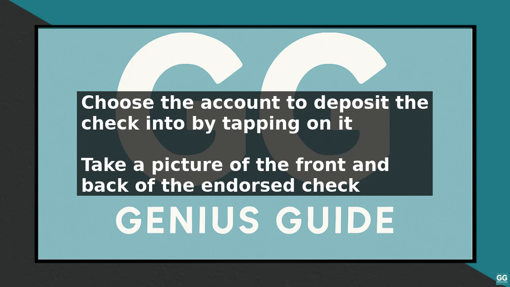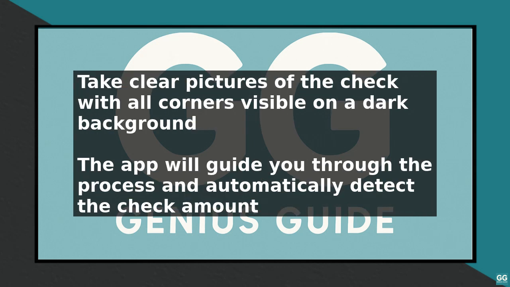check amount. After taking the pictures, review the deposit details to ensure everything is accurate, including the check amount and the account you are depositing into. If everything is correct, tap Deposit to complete the transaction. You will then receive a confirmation that your deposit has been submitted and you will be able to view the deposit in your account history.